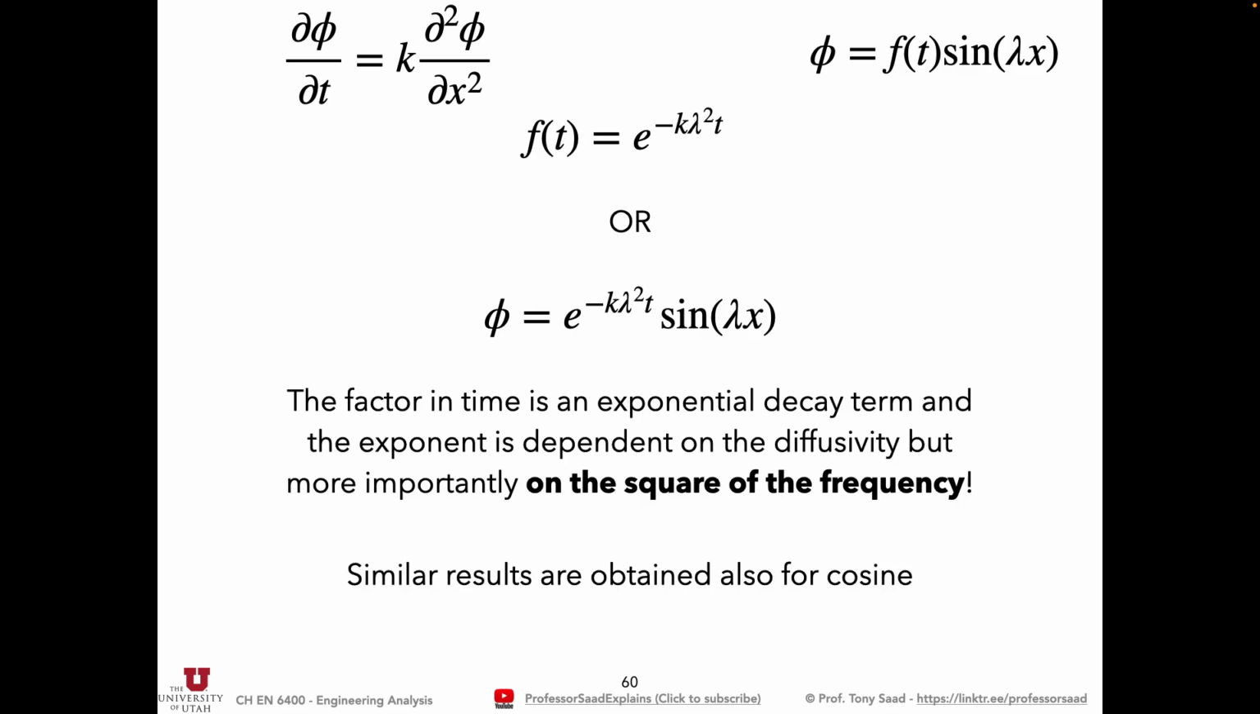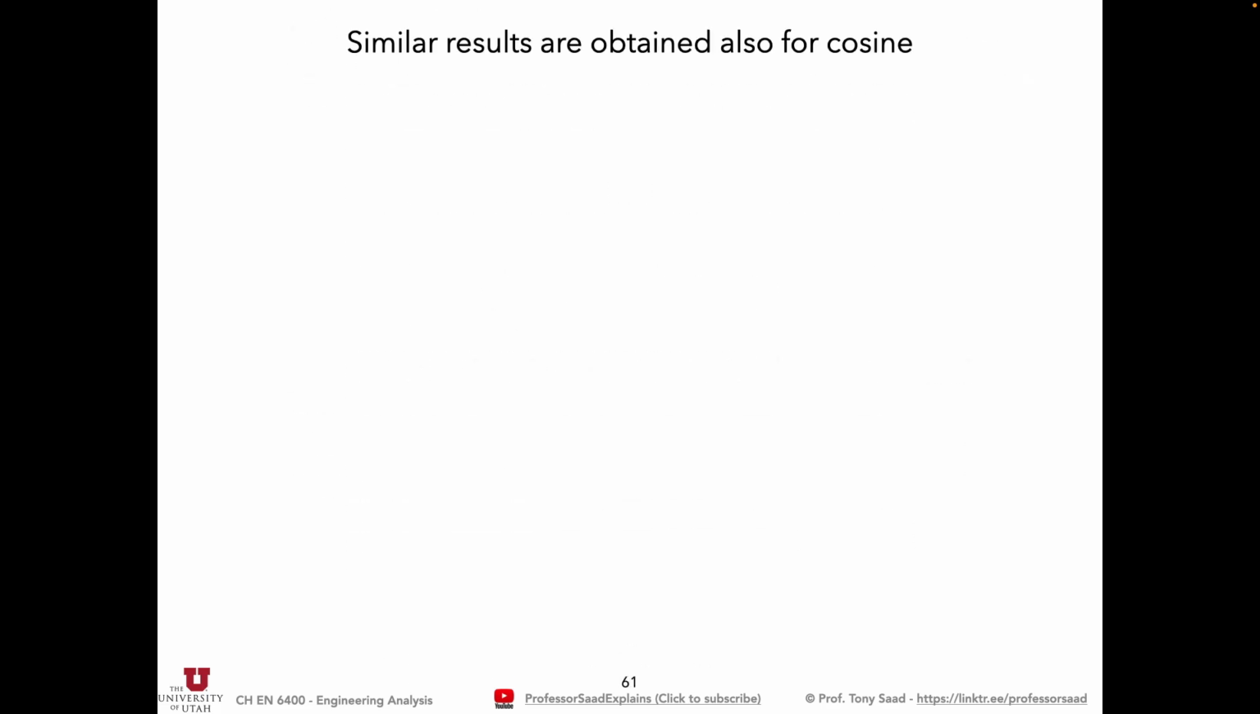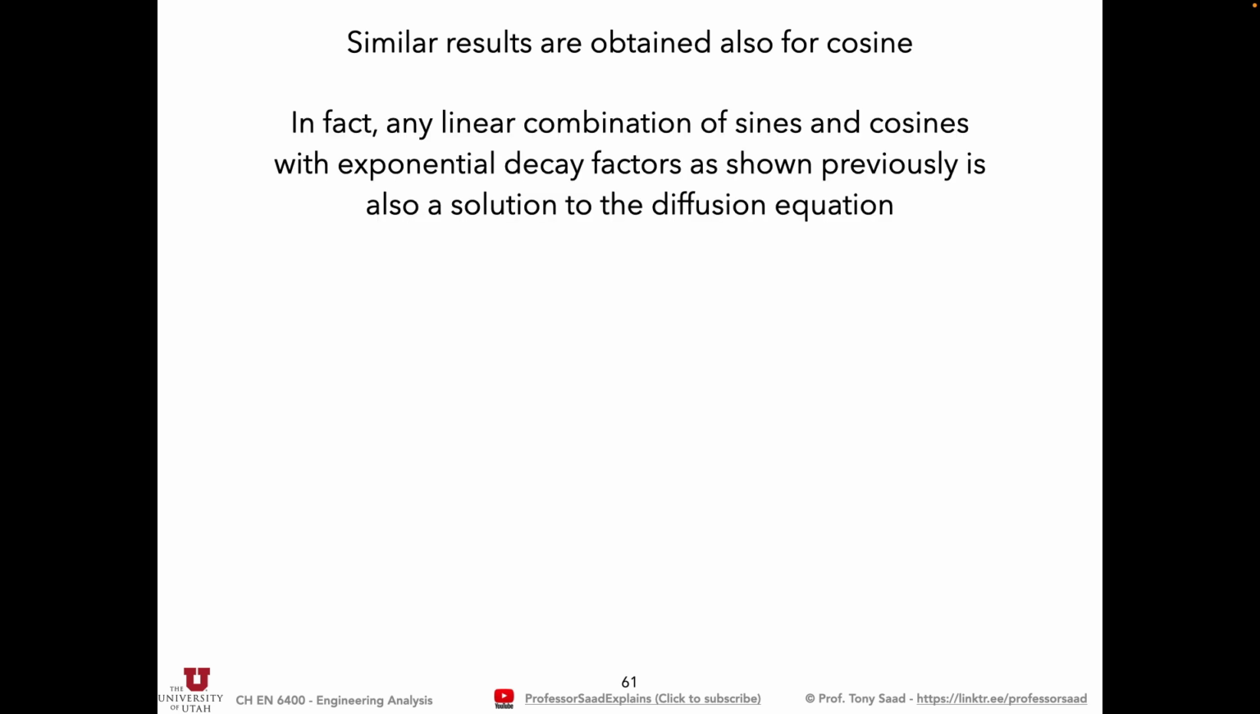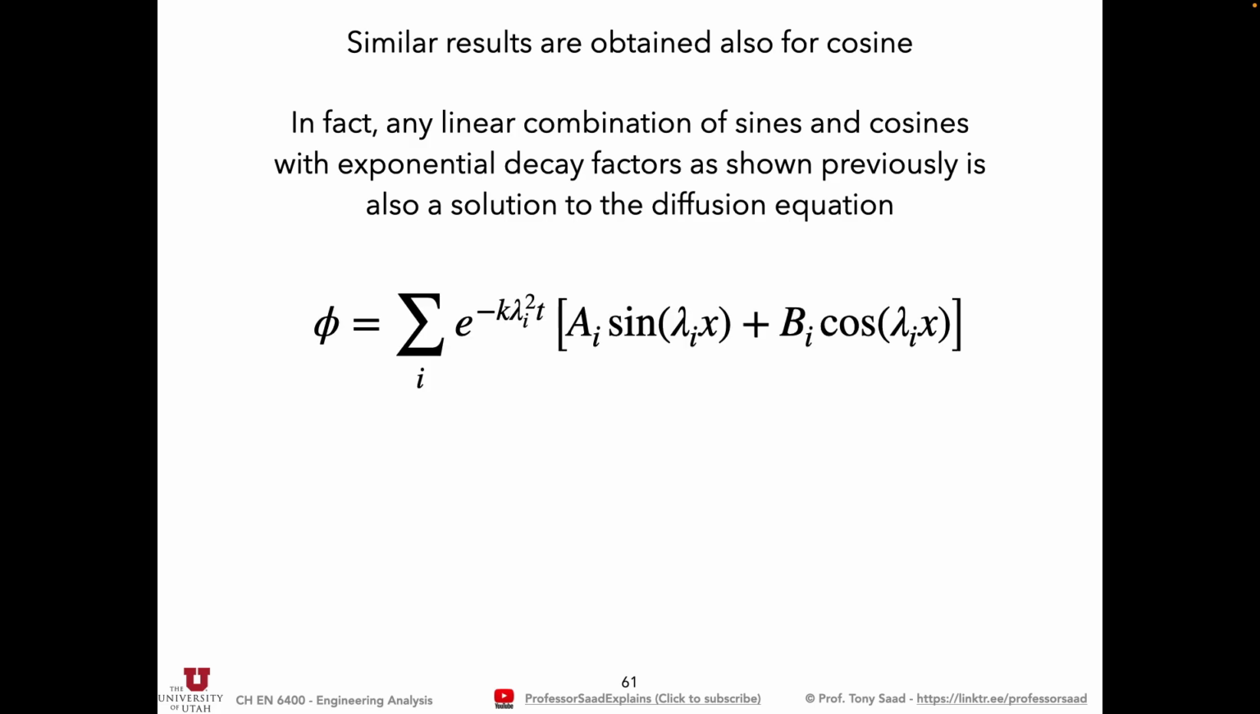Similar results are also obtained for cosine. So if you were to put a cosine here, you'll get the same answer. And because this equation is linear, any linear combination of sines and cosines is also a solution. If solution A is a solution to the linear diffusion equation, and solution B is too, any combination of those two solutions is also a solution, because each one of them satisfies the equation. Derivatives are linear operators. K is constant, so they will all satisfy the equation. You can verify this for yourself. In fact, this is the general solution for the unsteady diffusion equation.